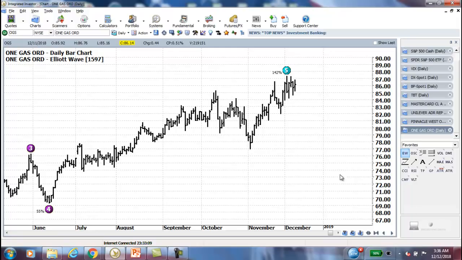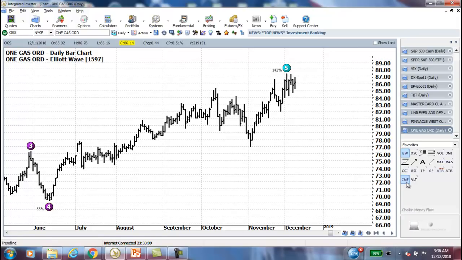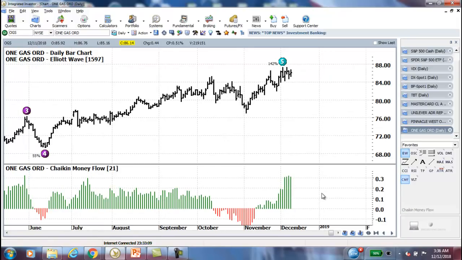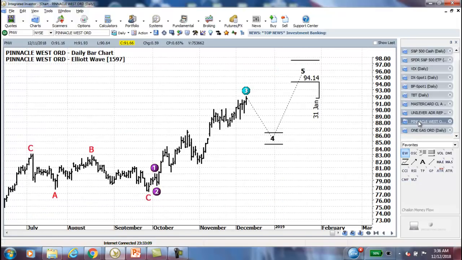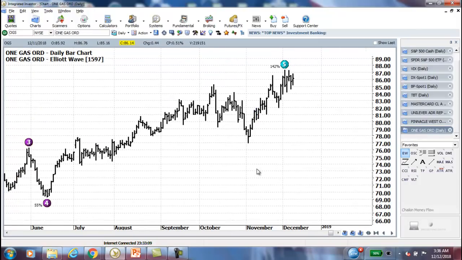But then when you look, and this is one of the confirming indicators that I look at, is money flow. And the green is obviously money moving in. You can see there's lots of money moving into this stock. So perhaps this will be one that's going to defy what's going on in the market, just like P&W is, and continue to the upside. But we'll watch this one.